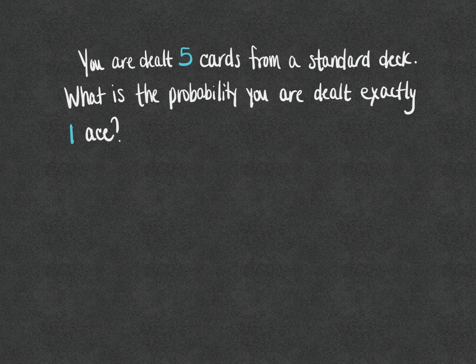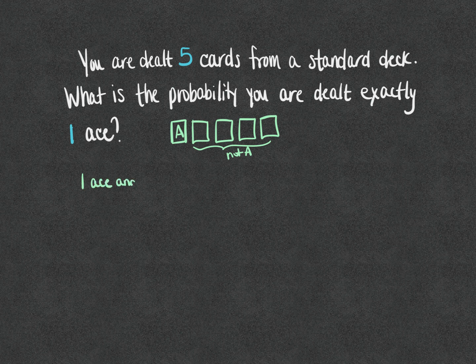All right, here's a similar question. You are dealt 5 cards from a deck. What is the probability you're dealt exactly 1 ace? So now if we think about what our hand might look like, we're going to have 1 card that's an ace. And then we have to have 4 other cards in our hand that are anything except aces. Okay, we want 1 ace and 1 ace only. Then we're going to have 4 other cards that are not. So we want 1 ace and 4 not aces.